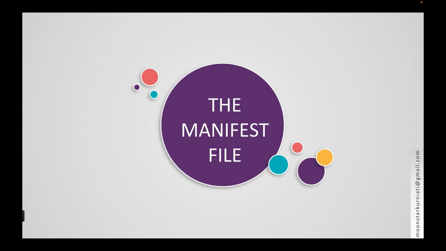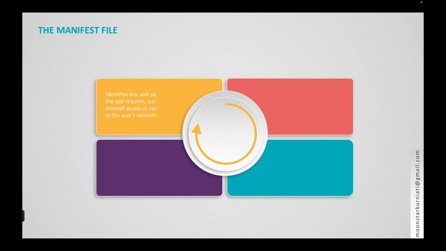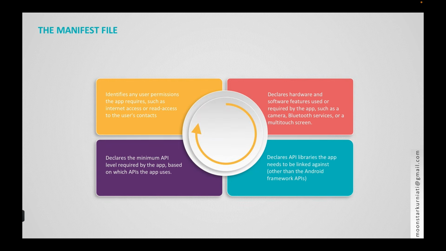The manifest file. What is the manifest file and what can it do? Before the Android system can start an app component, the system must know that the component exists by reading the application's manifest file. This is called AndroidManifest.xml. Your application can declare all its components in this file, which is at the root of the application project directory.